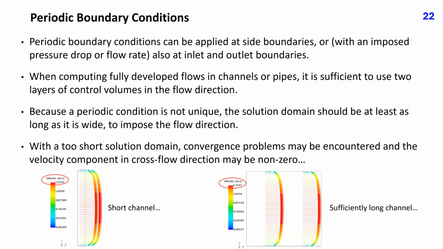This plot shows velocity vectors from a computation of fully developed channel flow with a sufficiently long solution domain. Only two layers of long control volumes are used. The other plot shows the results of computation for the same fully developed channel flow, but the solution domain is very short. Again, only two layers of cells were used, but they were 10 times shorter than in the other simulation. The convergence is worse with the shorter domain, and the maximum velocity is also different from the long domain.